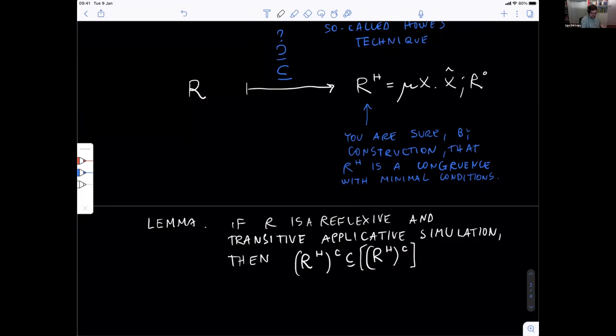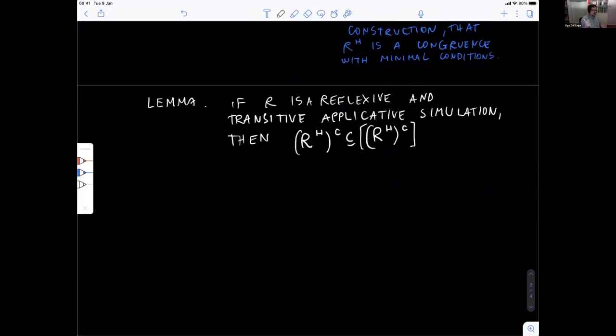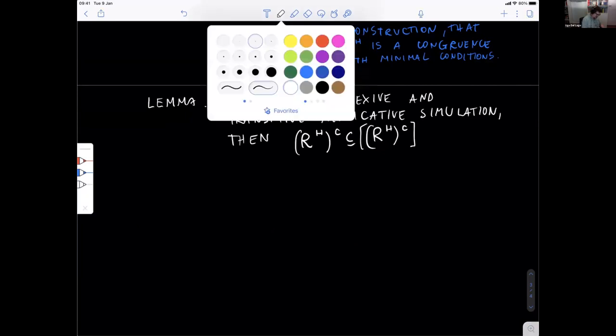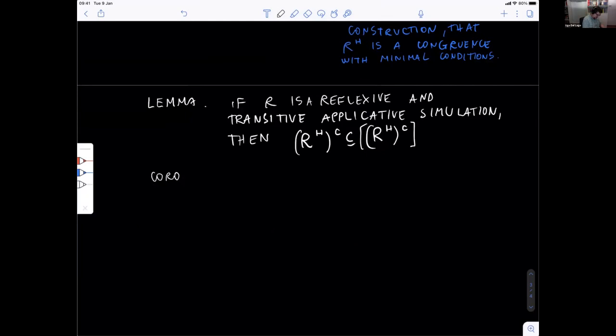And that's quite nice. You can also go on and prove that applicative similarity coincides with the contextual refinement, and applicative bisimilarity coincides with contextual equivalence. In other words, a corollary is that similarity is a subset of the contextual order, and bisimilarity is a subset of contextual equivalence.